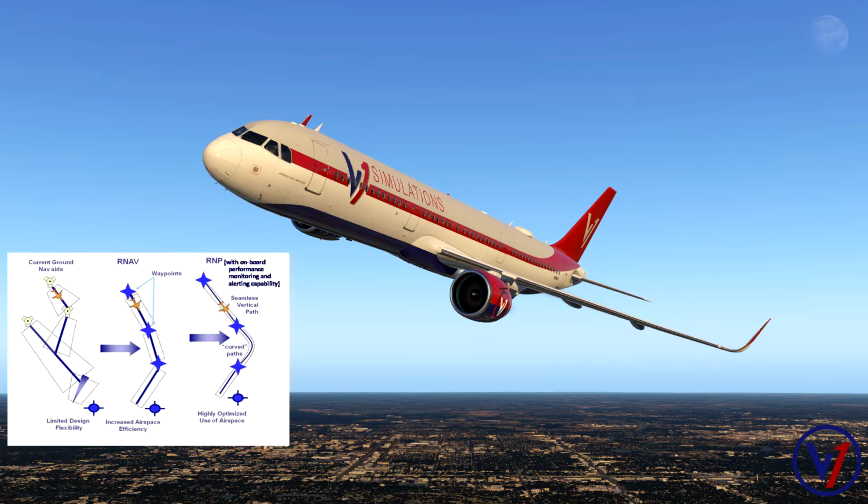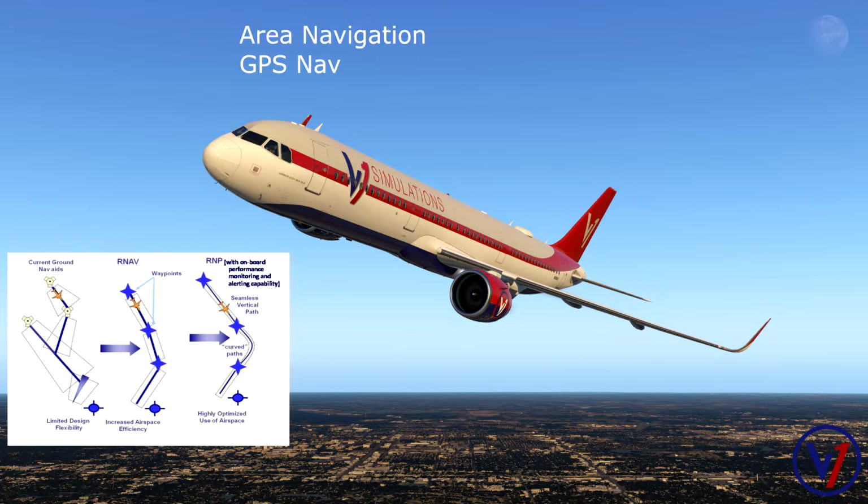Before GPS navigation, the only way to navigate your aircraft was by using current ground nav aids such as VORs, NDBs, localizers, things of that nature to have the aircraft have something to track. That worked until airspace continued to get more and more congested. With the increase in air travel, there needed to be a more efficient way to move aircraft around.